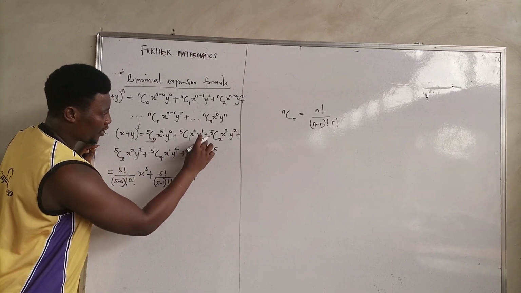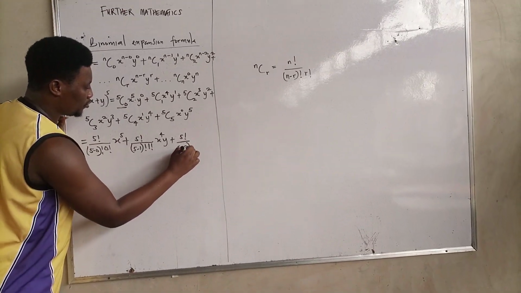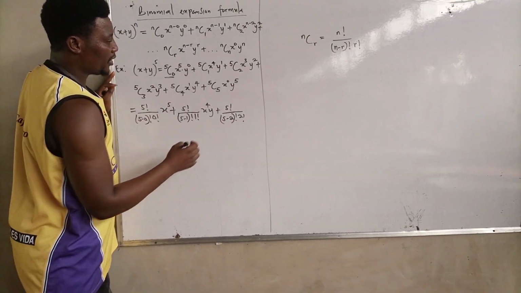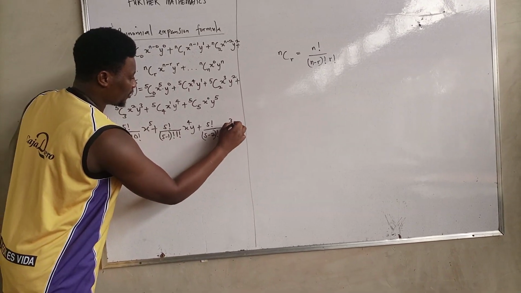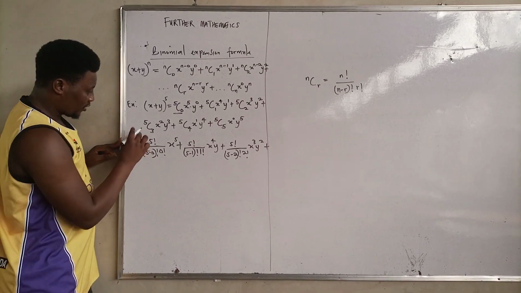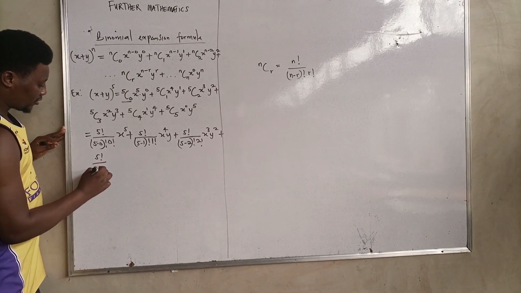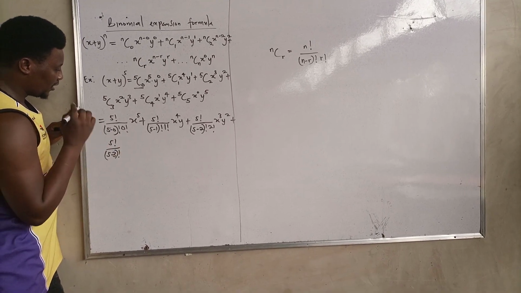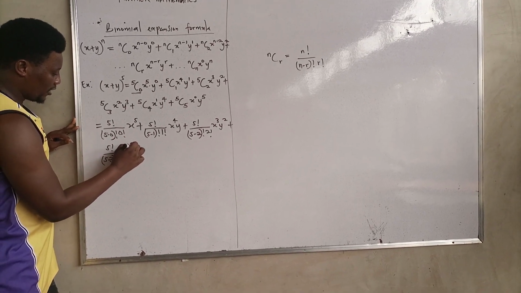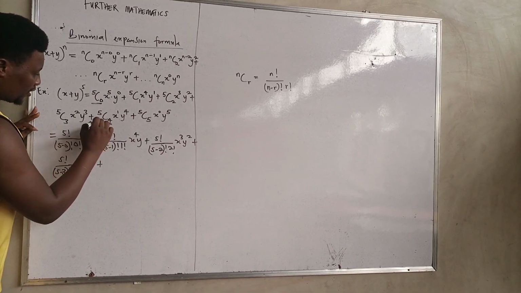Plus 5 combination 2, that is 5 factorial over (5 minus 2) factorial times 2 factorial. What about the terms? We have x raised to power 3, y raised to power 2. Plus, we are here, 5 combination 3, that is 5 factorial over (5 minus 3) factorial times 3 factorial. What about the terms? We have x squared, y cubed, plus 5 combination 4.